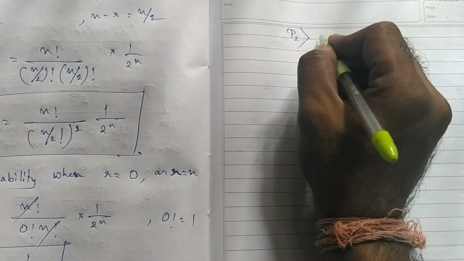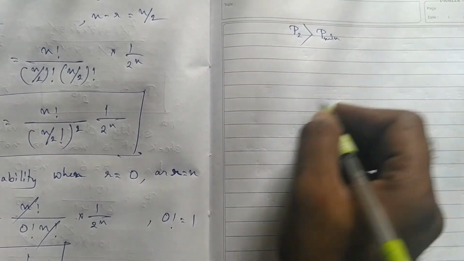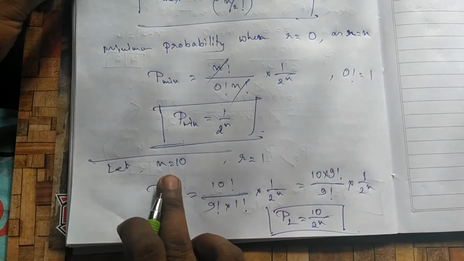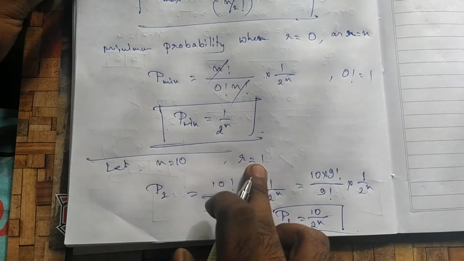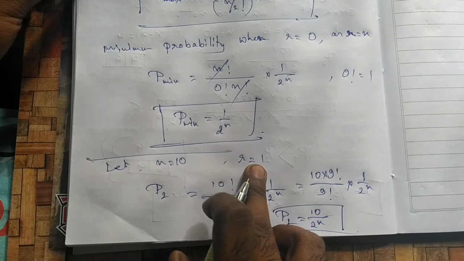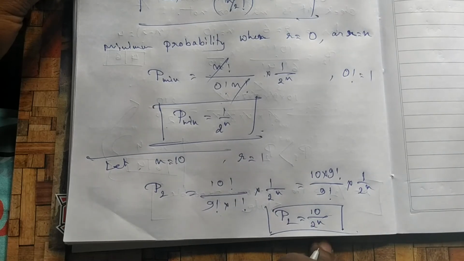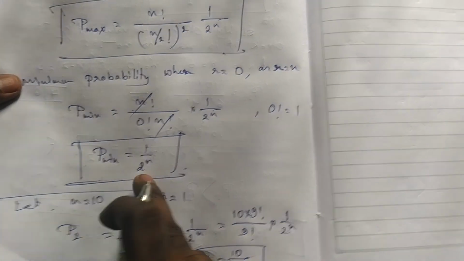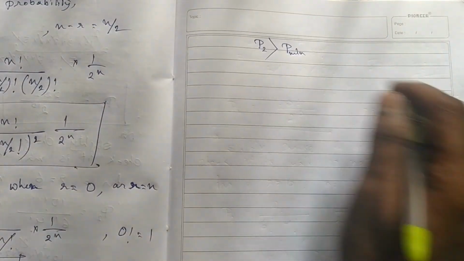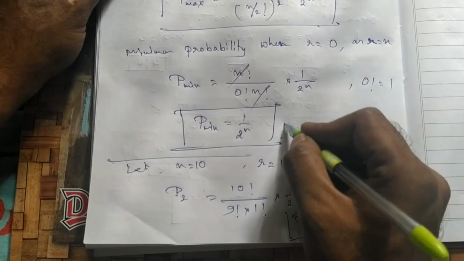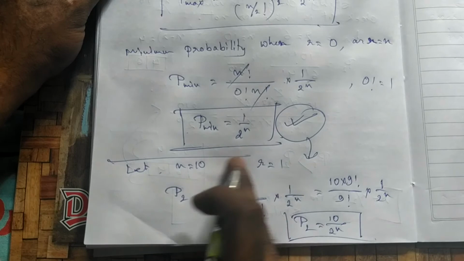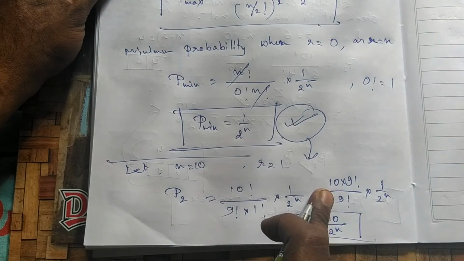So we can rewrite that P2 is always greater than P minimum. For a slight change of the value of r, when r becomes 1, the value becomes 10 by 2 to the power n. So that means the P2 value is always greater than this one. So we can say that this is the minimum probability state. This is the verification through an example. Is it clear for everyone?